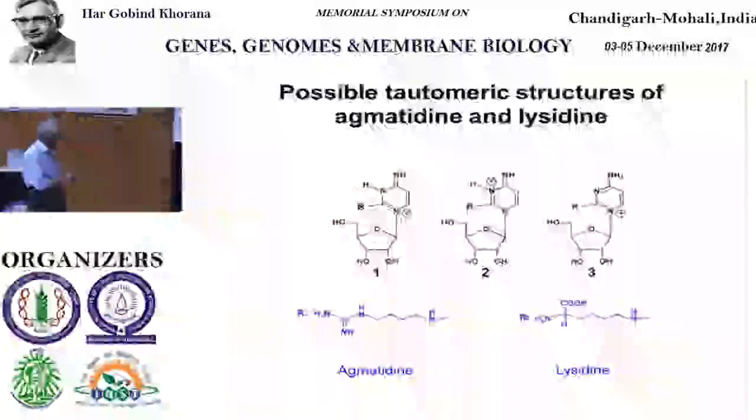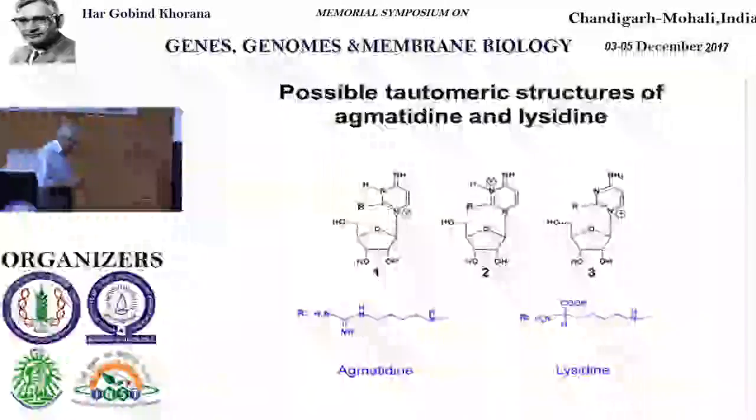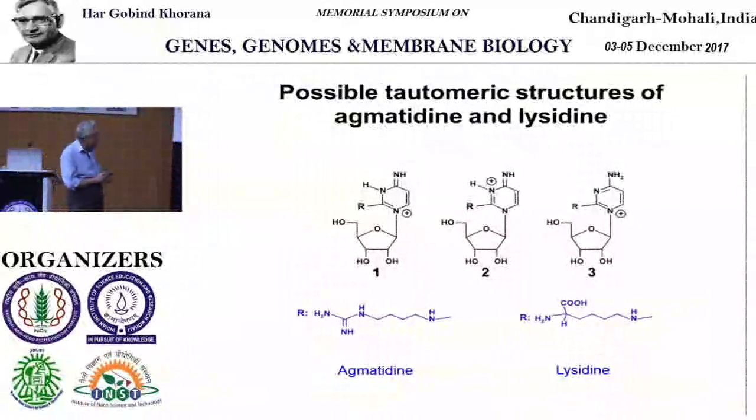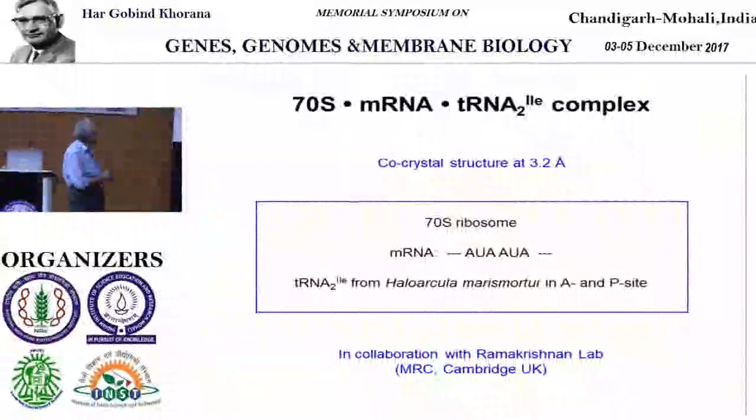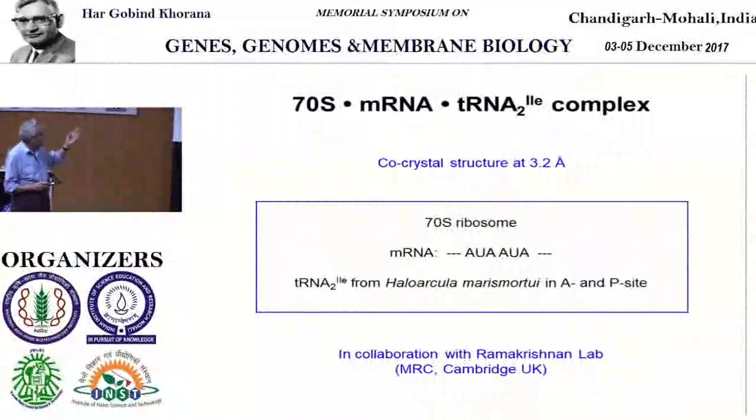So I will just show you here, this is agmatidine, and this is lysidine. The answer came from Venki's lab after some effort. This is the system that was used: you have the ribosome, you have a very simple message, AUA, AUA, and then you have your tRNA that we sent him.